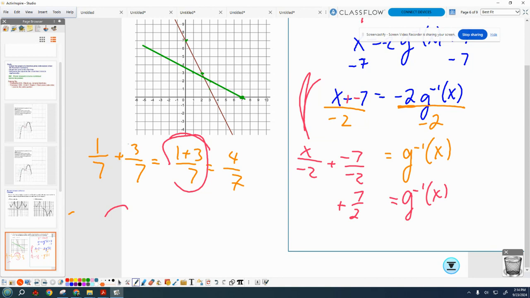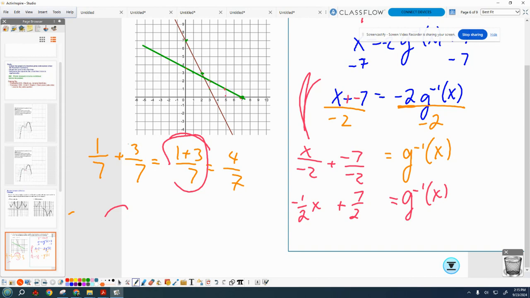x over -2. On an AP exam, or an SAT, or a PSAT, or a GRE, name your three-letter acronym, how are they going to write that? They're not going to leave it like this. They will most likely write it as -1/2 times x. Is that the same thing? Yes, it is, okay? So this is a straight line with a slope of -1/2. Looking at the green line that I graphed here, down 1 over 2, down 1 over 2, slope is -1/2. The y-intercept is 3.5.